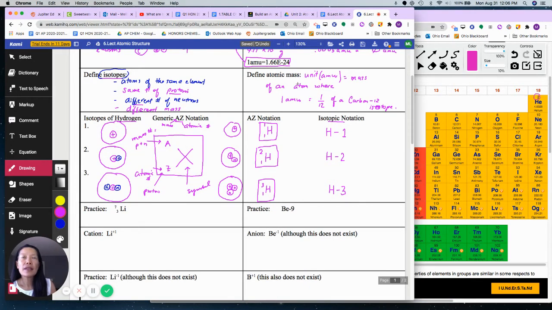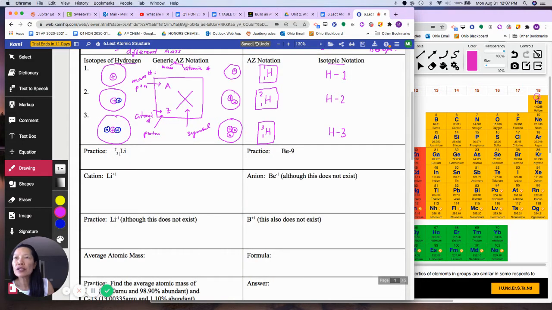So the atomic mass unit, AMU, is defined as the mass of an atom where 1 AMU is 1/12 of a carbon-12 isotope. So which means this carbon-12 has a mass of 12. Divide that by 12, you will get 1 AMU, and that's where it was defined from.